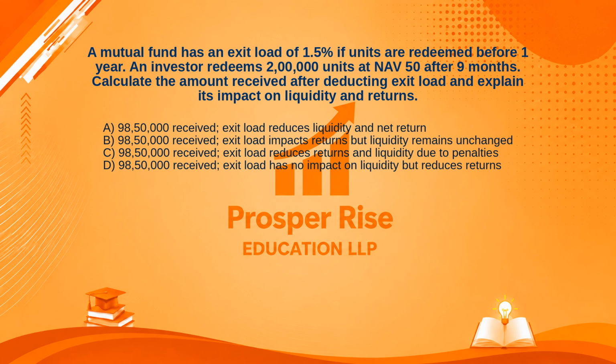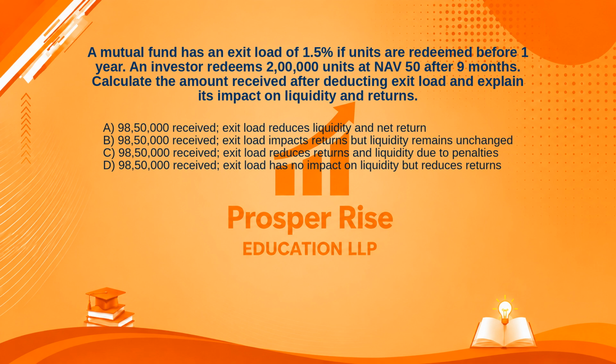Here are your options. A. 98,50,000 received. Exit load reduces liquidity and net return. B. 98,50,000 received. Exit load impacts returns but liquidity remains unchanged. C. 98,50,000 received. Exit load reduces returns and liquidity due to penalties. Or D. 98,50,000 received. Exit load has no impact on liquidity but reduces returns. Take a moment to pause the video and decide.